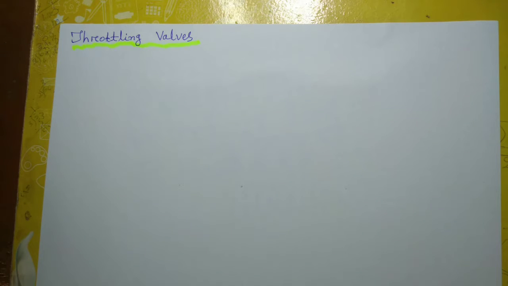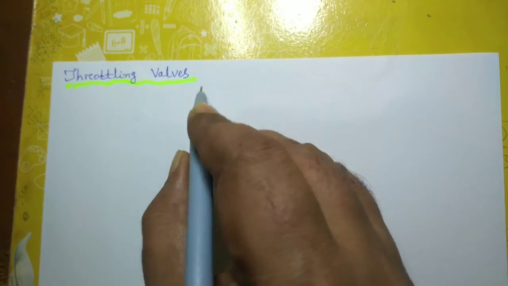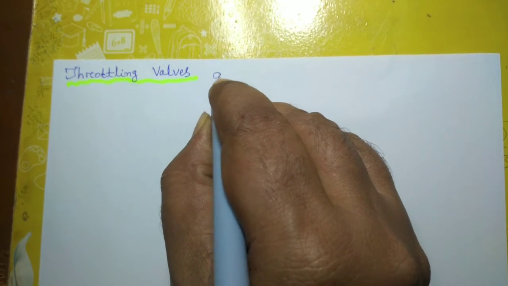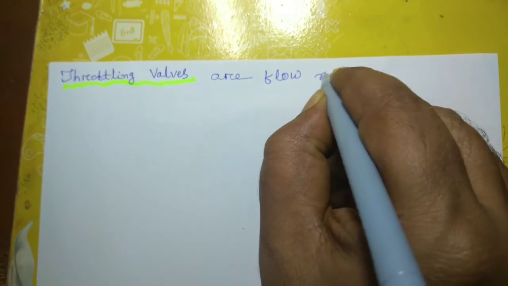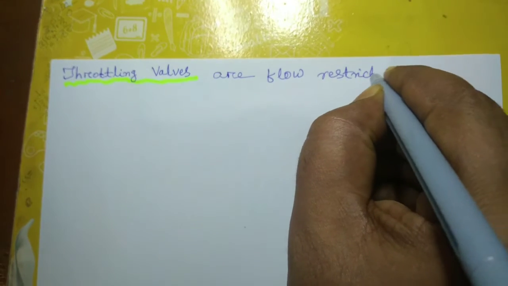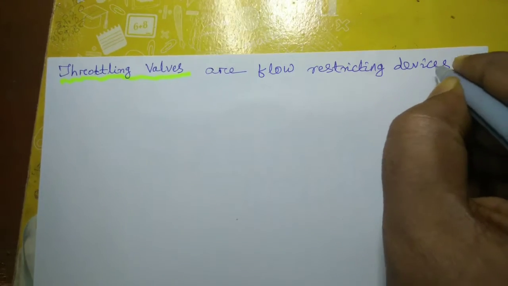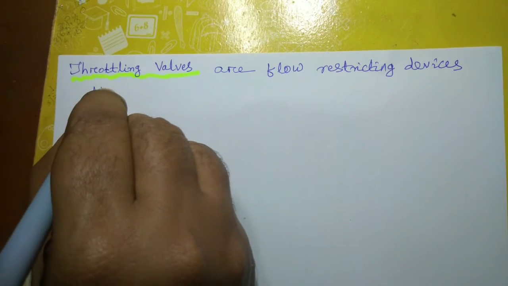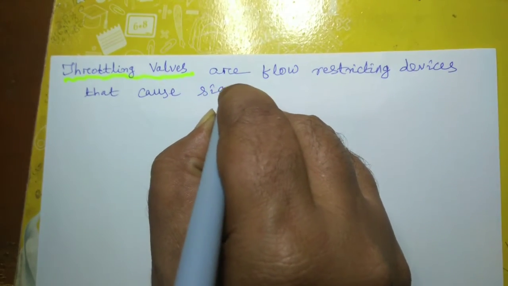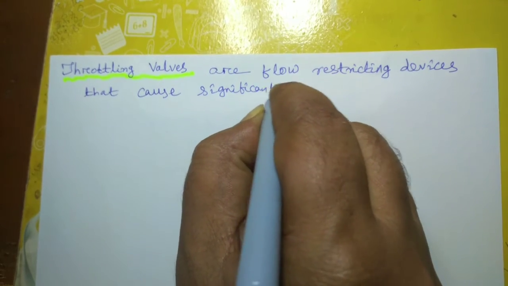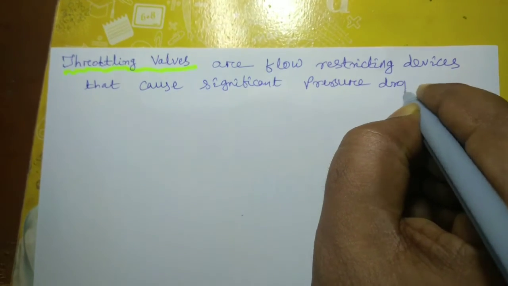Let's get started. So what is a throttling valve? First of all, we must know what throttling devices or throttling valves are. They are nothing but flow restricting devices that cause a significant pressure drop in a fluid.